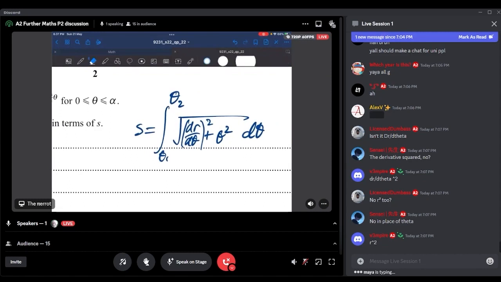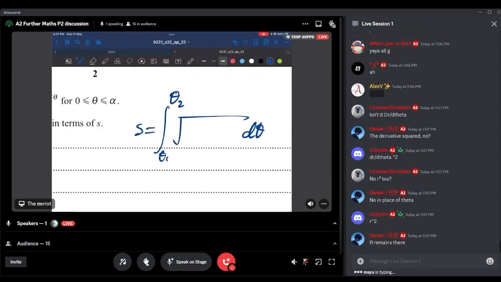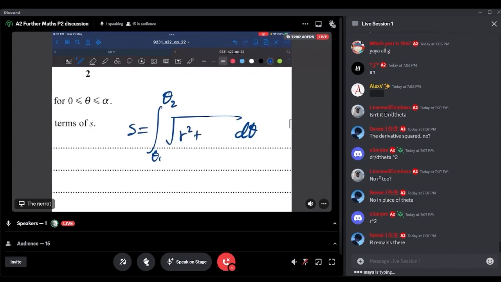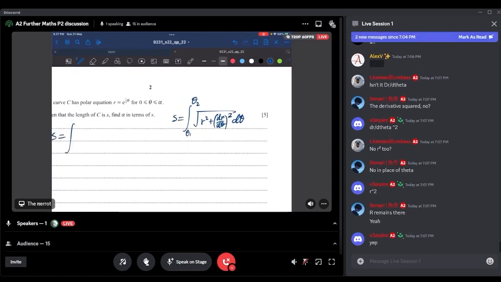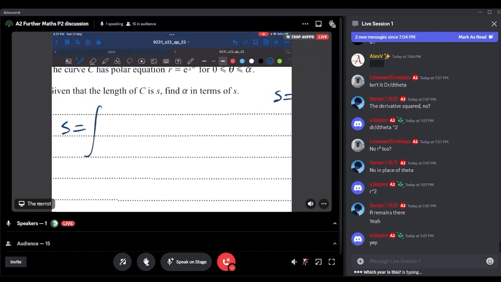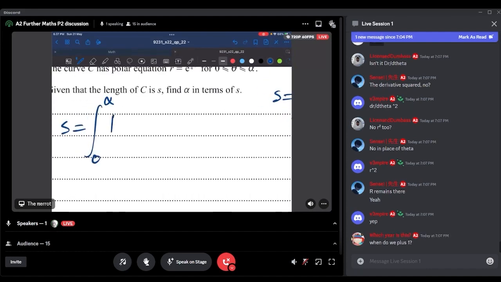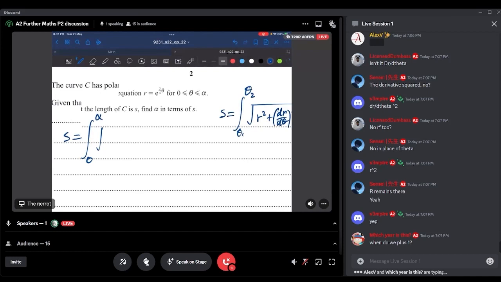Wait, I forgot. R squared plus dr d theta, squared, like this, right? Okay, sorry. Forgot about it. Okay, from 0 to alpha, square root. Well, r squared is you just square it.